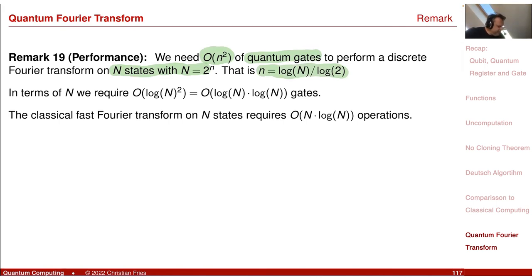So if you would write the performance in terms of the capital N, this means I'm order log capital N squared, so this is log N times log N. The classical discrete Fourier transform requires order N squared. And if you use the fast Fourier transform, which is dividing the work into smaller parts and improving the algorithm, then the fastest that can be done for the classical fast Fourier transform is order N times log N. So you see, I get another N moving to a log.